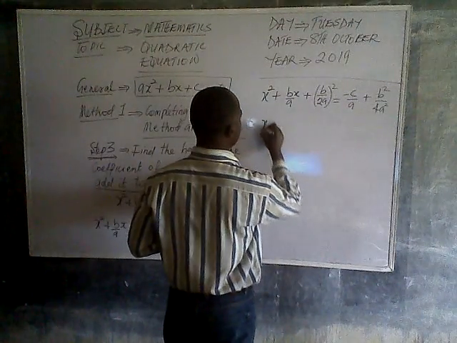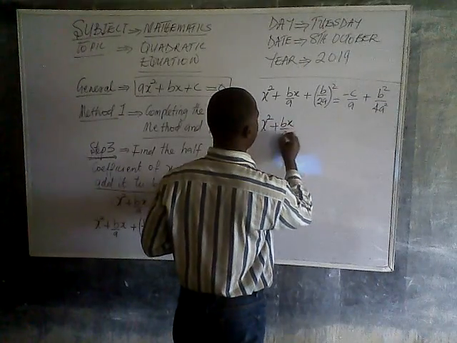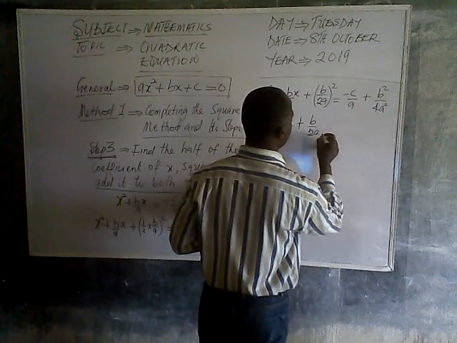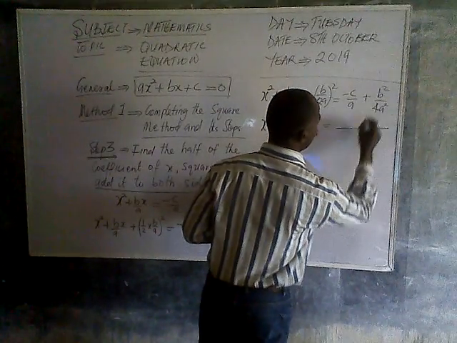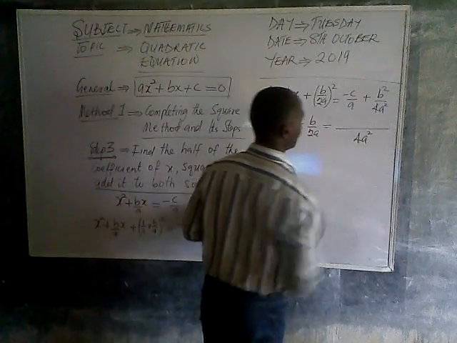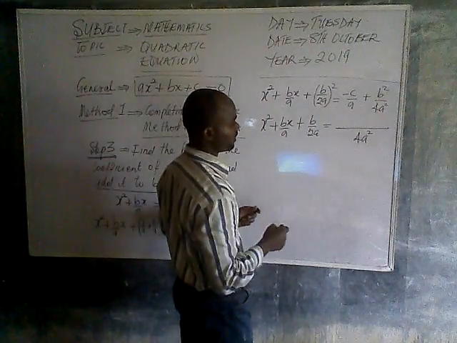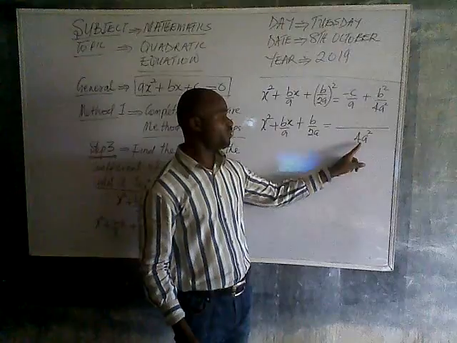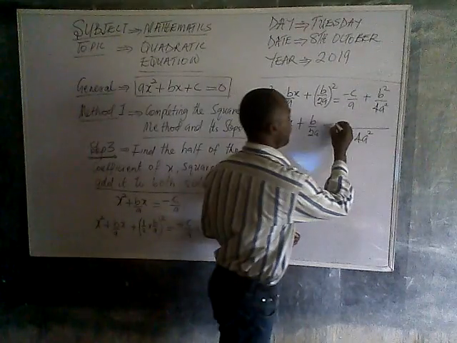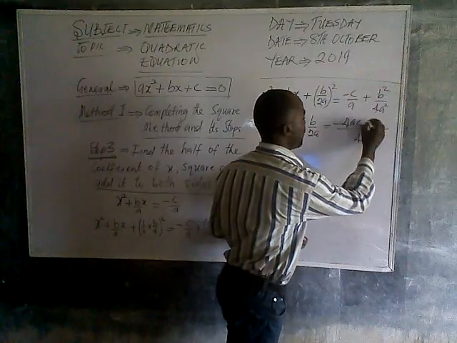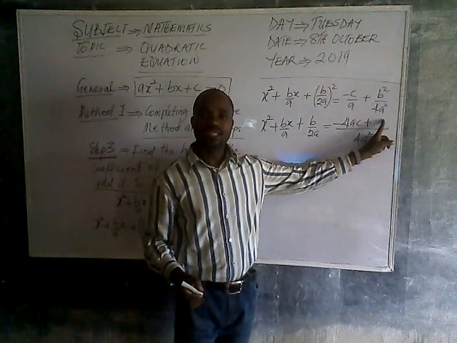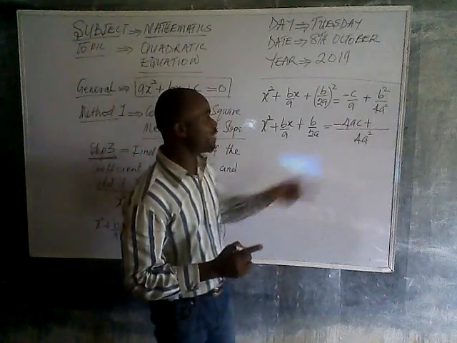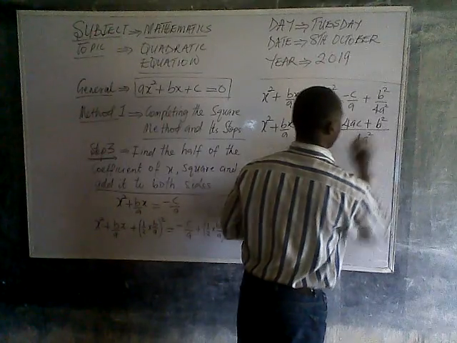The next thing we're going to do is simplification now. bx over a plus b over 2a, the LCM here will give us 4a squared. So if 4a squared is divided by a, it will reduce to 4a. So 4a multiplied by minus c will give us minus 4ac, with our plus sign. If 4a squared is divided by itself, we get 1, and then that 1 multiplied by b squared will give us b squared. So that is it.